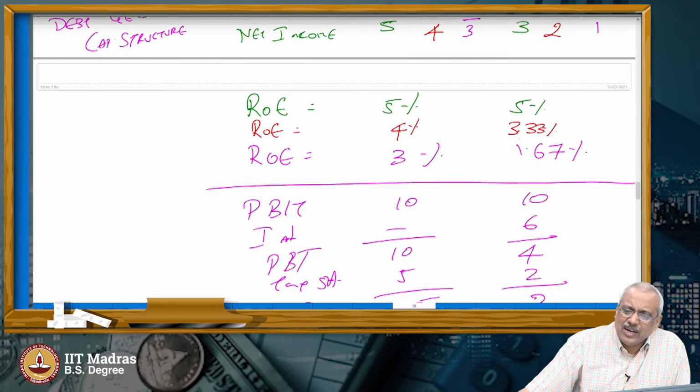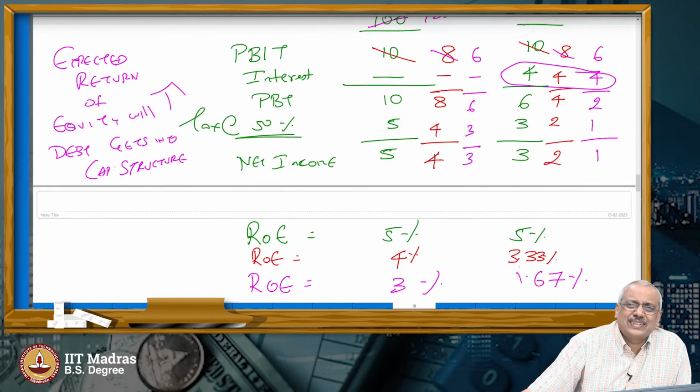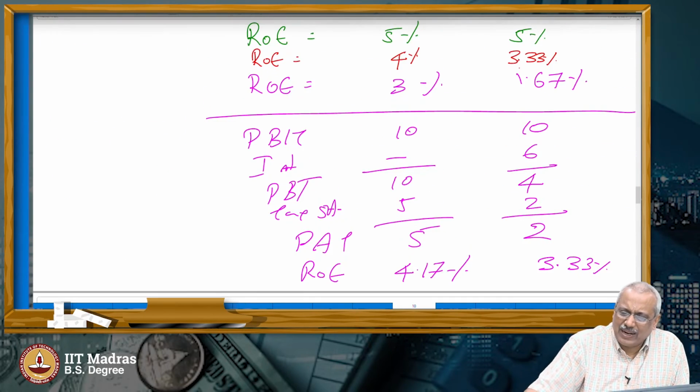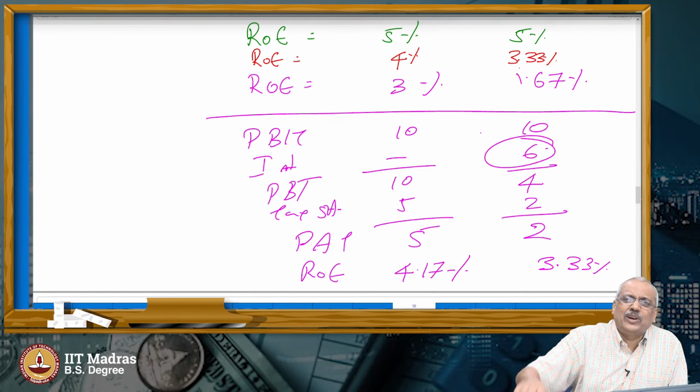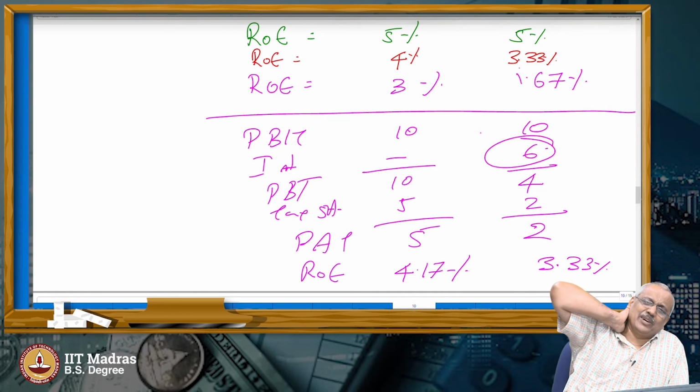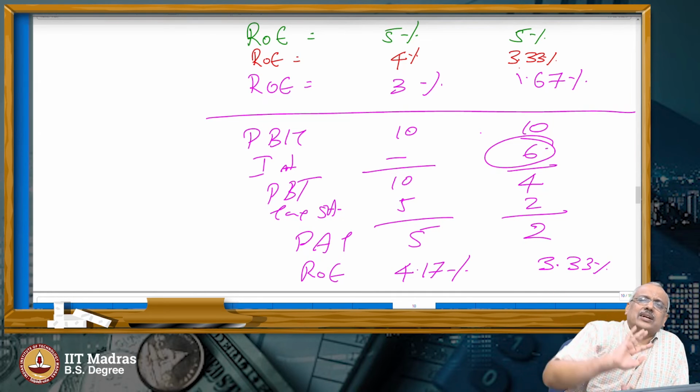So what is happening? The moment debt creeps into the capital structure, the risk of the equity holder increases. Why? Because the debt fellows get paid right from day one. Whether your company has started, stabilized, or the plant is ready, I don't care. You start servicing. So what happens? The cost of equity always increases the moment debt creeps into the capital structure.